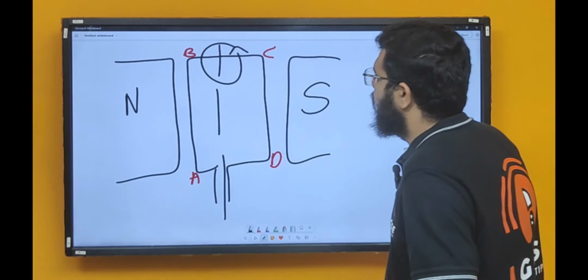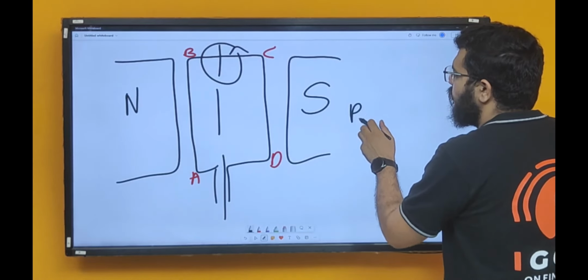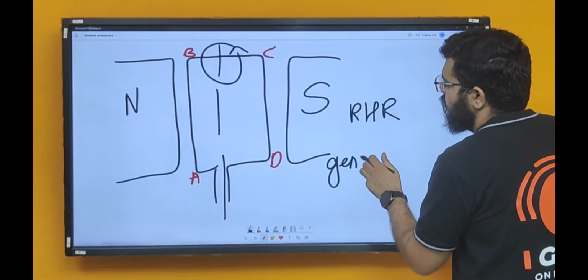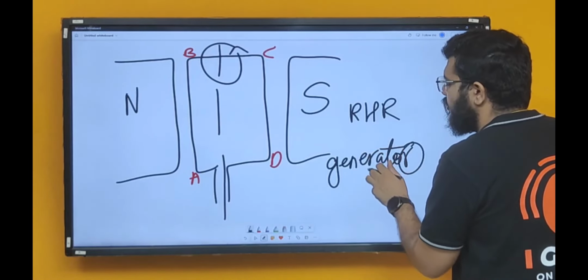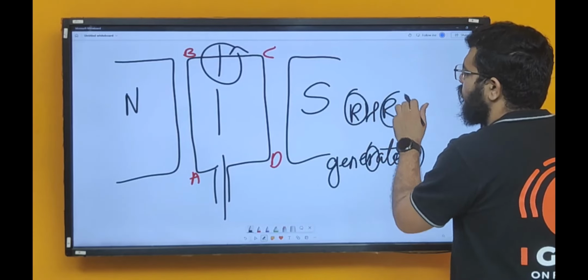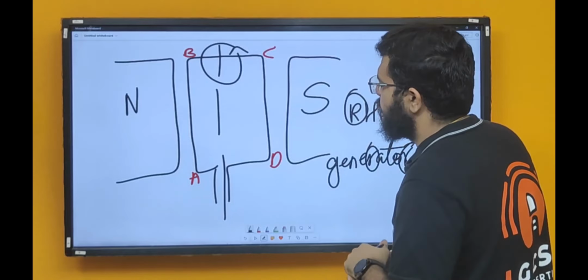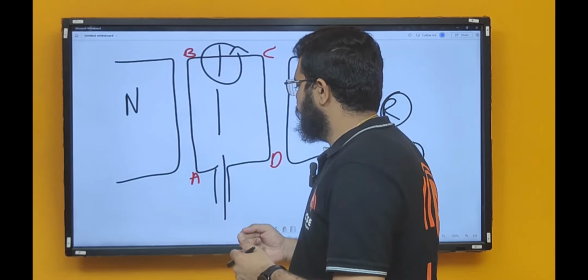To understand that, let's use what hand rule? We will use the right hand rule, because this is a generator. Right? R comes twice. Right hand rule short form has R twice. This is a shortcut to remember what rule to use. So right hand rule, and we are using generator.